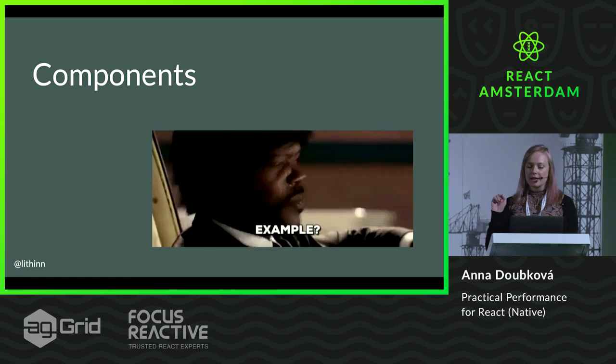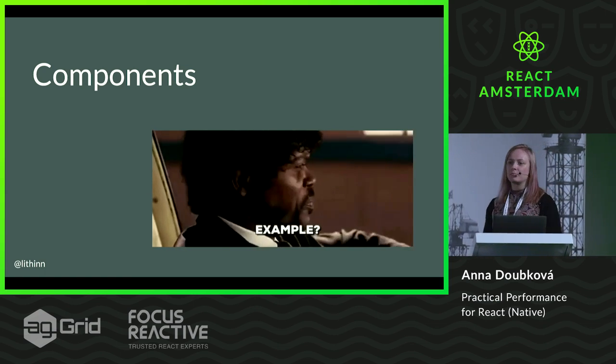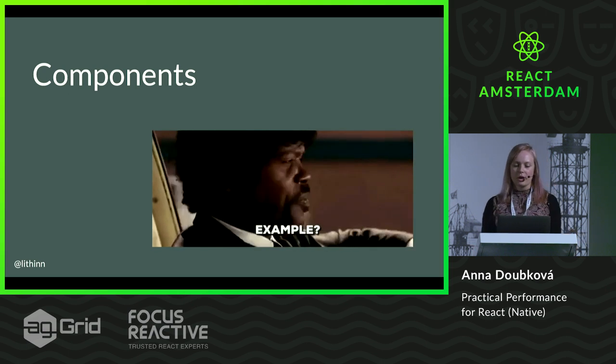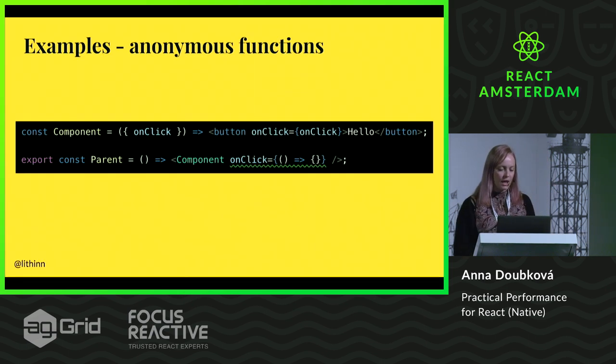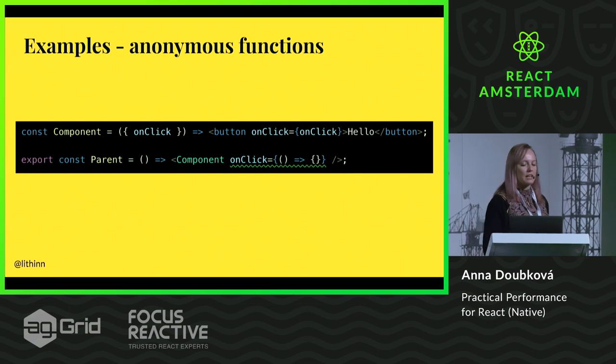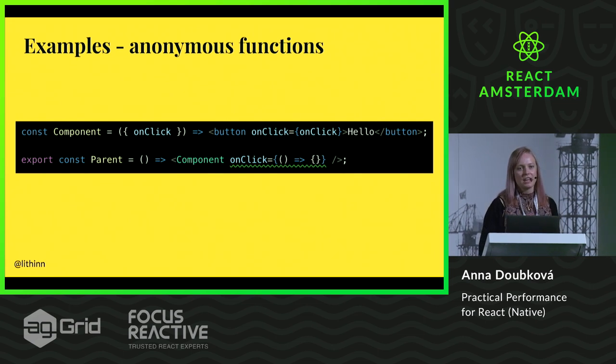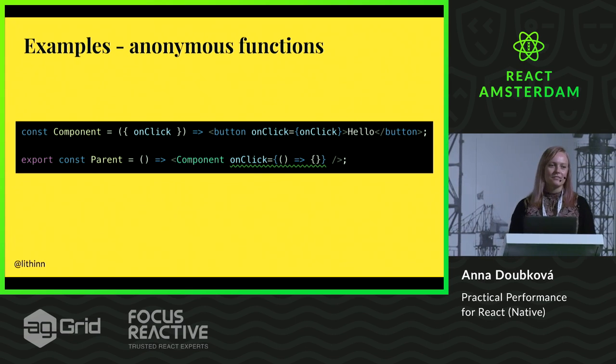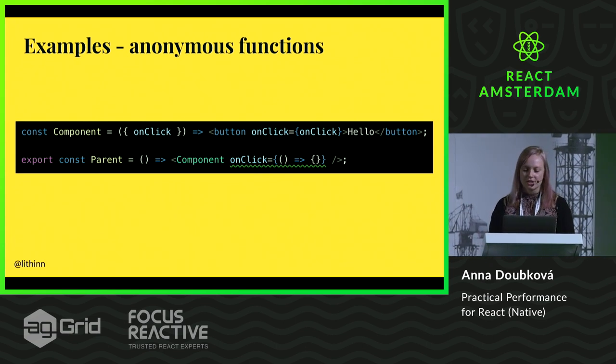So let's have a look at examples of how we practically use this knowledge to not update our UI views too much. The first and foremost thing is not using anonymous functions. It's one of those pet peeves in all our code, where we have an on-click function and it's very easy to just slap an arrow function in there.